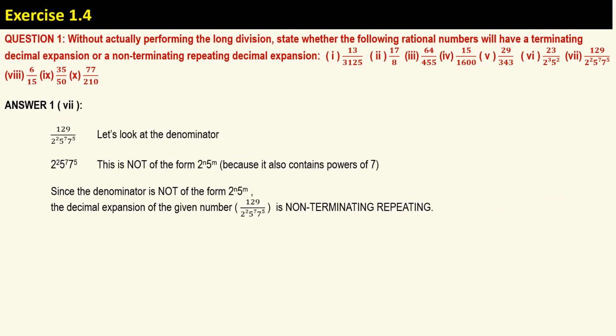Answer to part 7 of question number 1. The given number is 129 divided by 2 raised to power 2, 5 raised to power 7, and then 7 raised to power 5. And the denominator is definitely not of the type 2 raised to power n, 5 raised to power m, because it contains powers of 7. And therefore we can say that the decimal expansion of the given number is of the non-terminating repeating type.